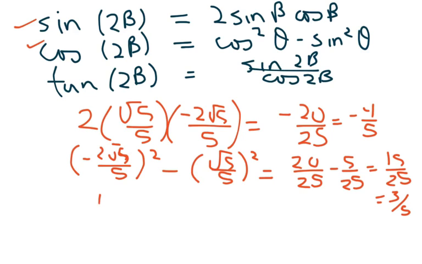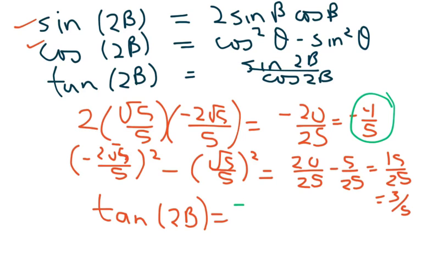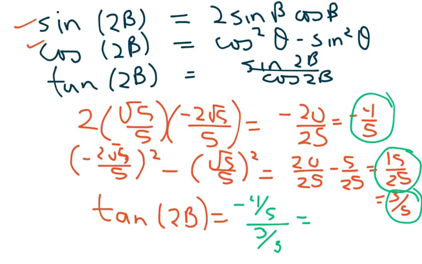So for tan of 2 beta, I'm just going to divide sine, which is negative 4/5, over my cosine, 3/5, which equals negative 4/3, because these two cancel out. Okay. The last set is your half angles.